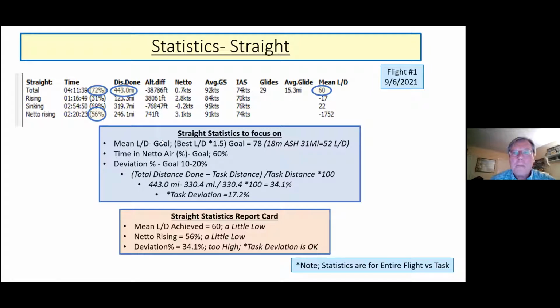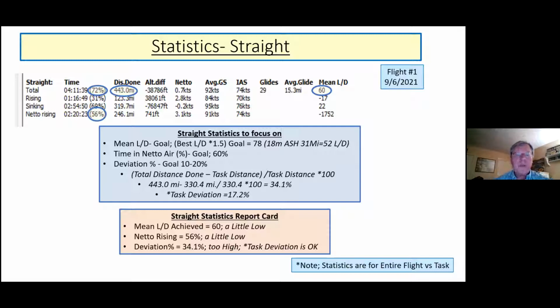Your goal for that should be, where do I have that? 60%. So I'm just under that. Deviation: this one's a tough one on a triangle, especially this particular triangle, because you're starting on leg one, and on leg two you've got some airspace to go around. And where the triangle is laid out is pretty awkward to fly exactly straight. So I had a deviation of 17.2%.